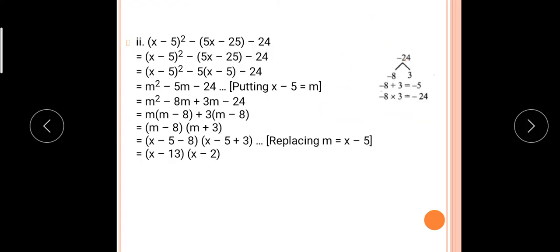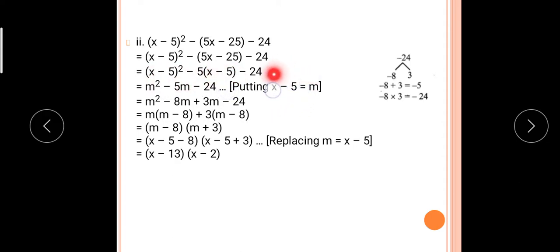Now see here: (x minus 5) whole square minus 5 times (x minus 5) minus 24. If you observe, these two brackets are different, so make them similar. In (x minus 5) whole square you can't make any changes, but in the second term, both terms have 5 as a common factor. So take 5 as common; what remains in the bracket? x minus 5. Now observe the first and second bracket, both are the same.